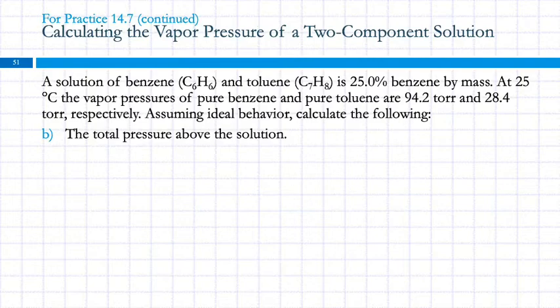More questions about the same situation. What's the total pressure above the solution? Thank goodness this is much easier. Well, the total pressure is going to be equal to the partial pressure of the benzene plus the partial pressure of the toluene. All we have to do is add them together.